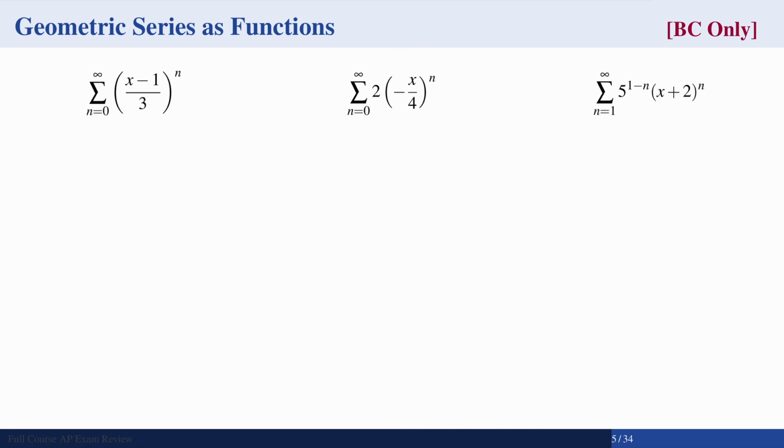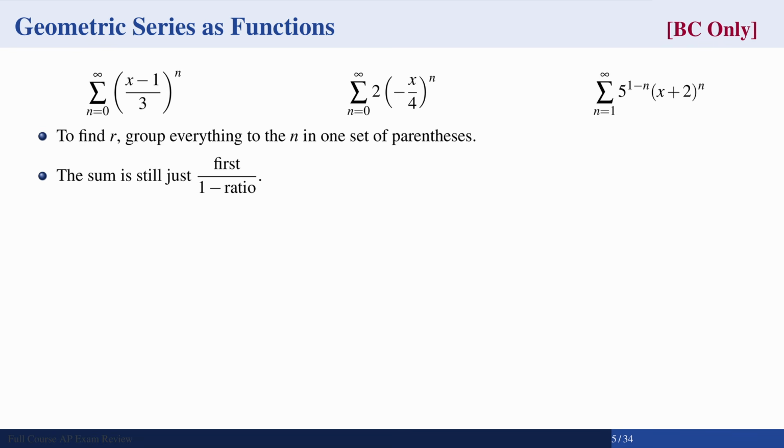I also think it's really important to take a look at geometric series that are functions, so they're going to have x in them. You might see something like the quantity x minus 1 over 3 to the n, or 2 times the quantity negative x over 4 to the n, or that third one. So when you're dealing with these and you have to figure out what r is, what you want to do is group everything that is raised to the nth power in one set of parentheses. Once you've done that and everything to the n is in one set of parentheses, that's r.